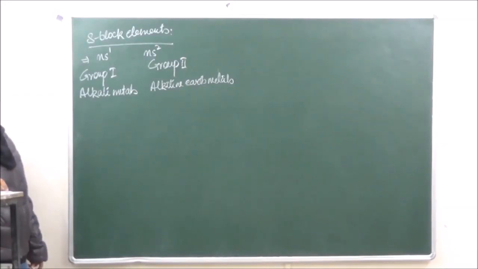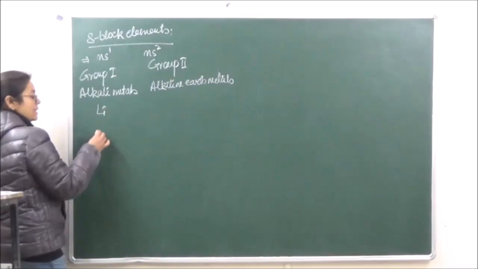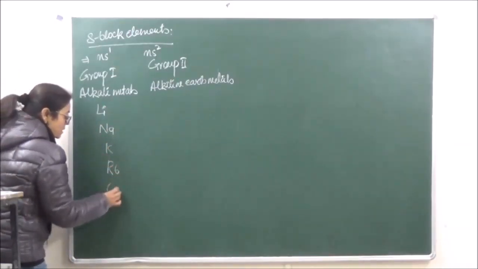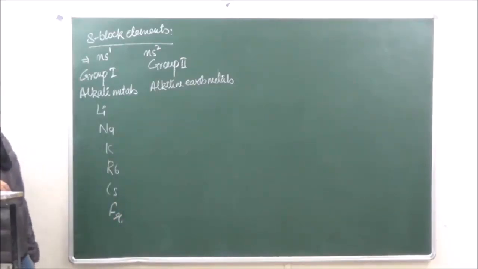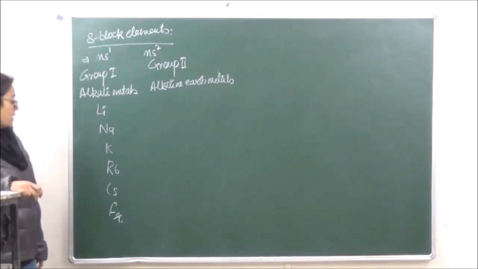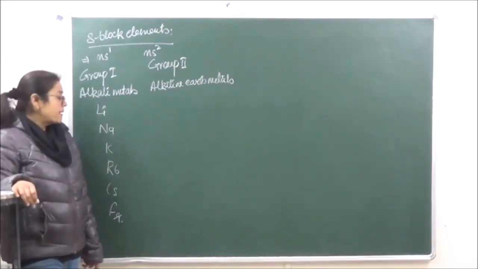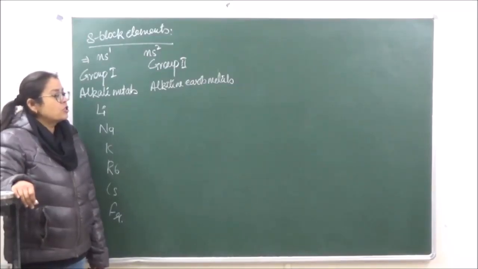Let's see the members of both these groups. In case of alkali metals, we have lithium, sodium, potassium, rubidium, cesium and francium. Over here, francium, the last element, is going to be radioactive in nature. So we are going to restrict our studies from lithium to cesium, because francium is going to be short-lived, it keeps on disintegrating. So we cannot study the chemistry of francium.